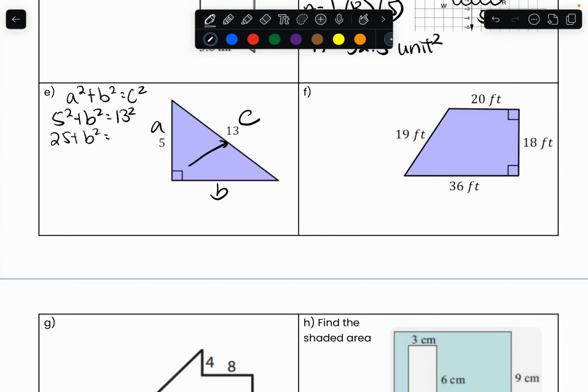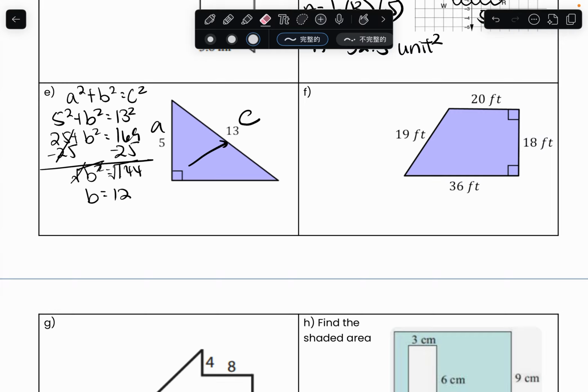Then minus 25 on both sides. This cancels. B squared ends up being, well, 169 minus 25 gives us 144. This means if I cancel out the square on the b by doing the square root on both sides, this will give me b equals 12, because the square root and squares cancel. So I now know that my b is 12. So let me go ahead and replace this with 12. Now I have my base and I have my height.